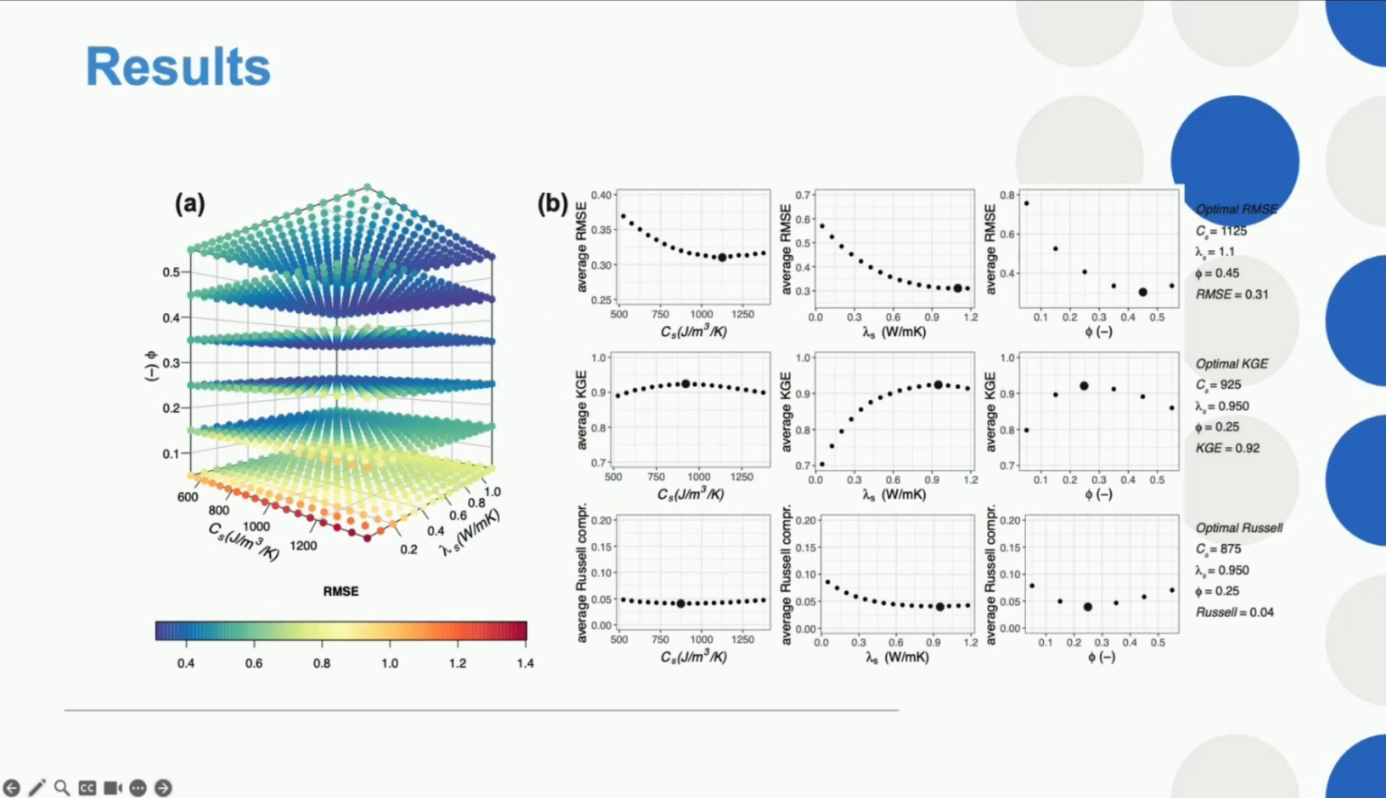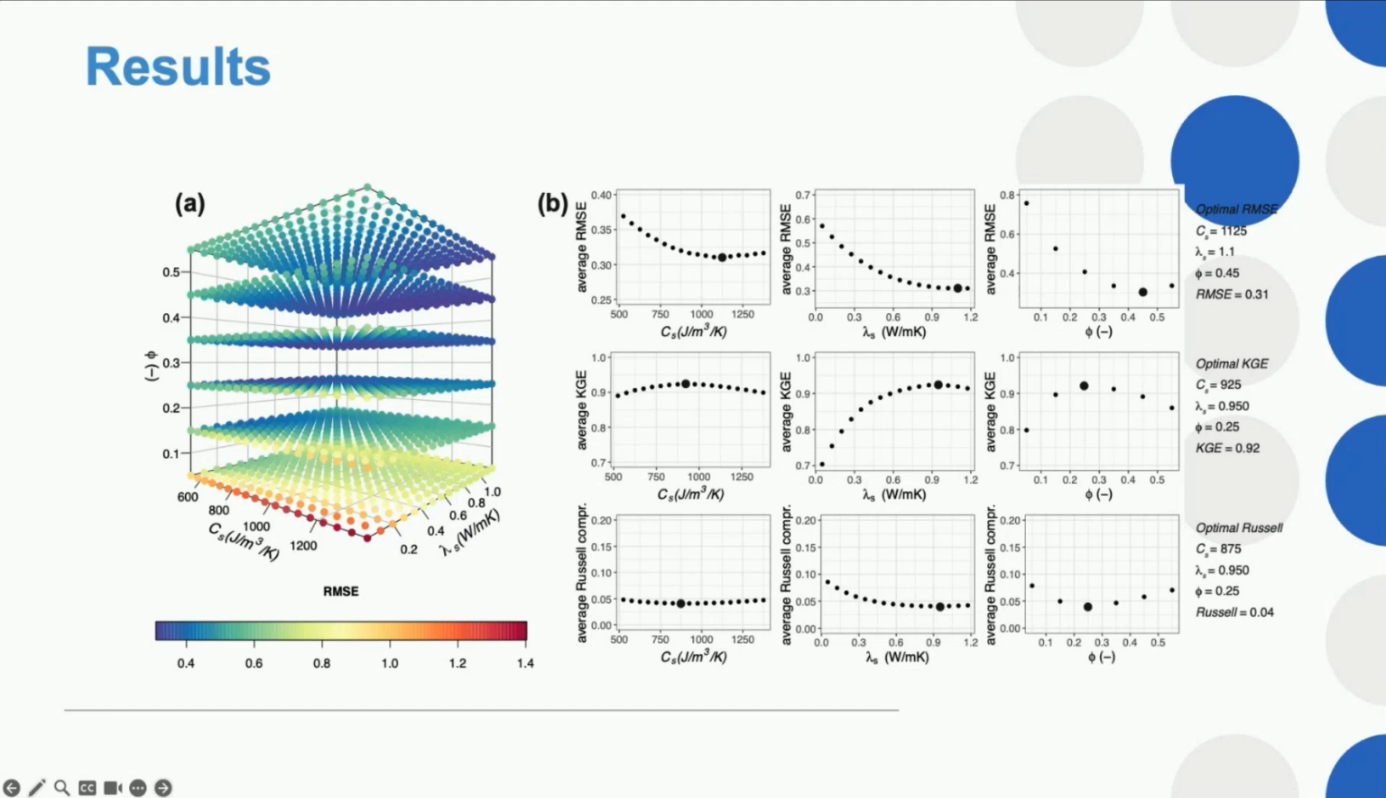So here on the left, you can see the parameter space that we investigated. So you can see thermal conductivity, heat capacity, and porosity. And this is just for the root mean square error. And then here on the right, you can see the optimal values are indicated with the black dots. So on the top row is the root mean square error, the second one Klein-Gupta, and then the bottom one the Russell's error. And you can see that actually the optimal values differ for each error measure that you use.